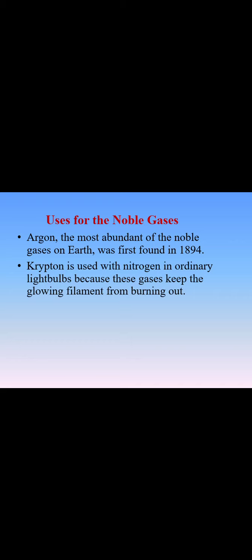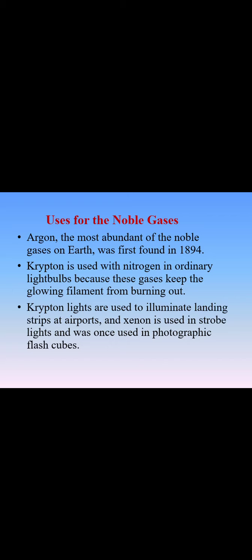Krypton is used with nitrogen in ordinary light bulbs because these gases keep the glowing filament from burning out. Krypton lights are used to illuminate landing strips at airports, and xenon is used in strobe lights and was once used in photographic flash cubes.